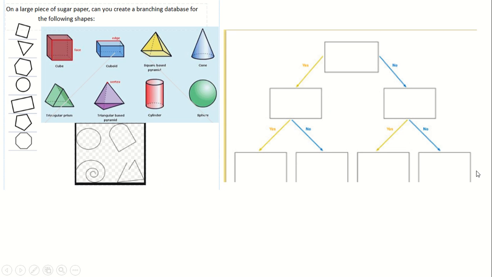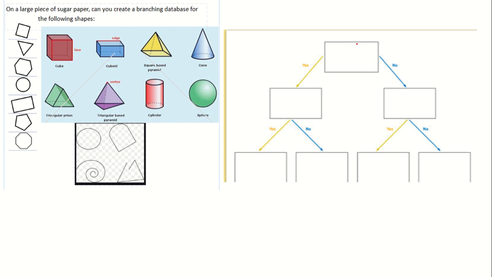Right, guys, so our maths today is crossing with computing. We've got to try and create a branching database about shapes. And a branching database you may not have ever heard of, but it's very, very simple and you will have recognized them and you would have seen them before. So you've got to think a bit like a computer, a bit of computational thinking. You've got to think nice and logically, nice and clearly.